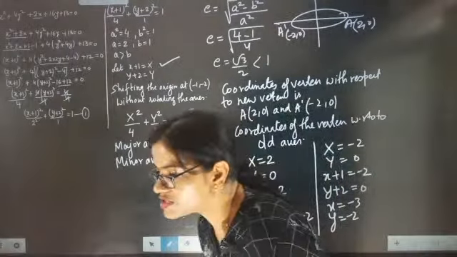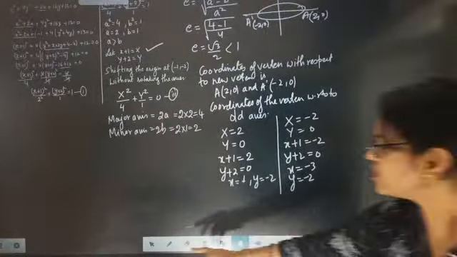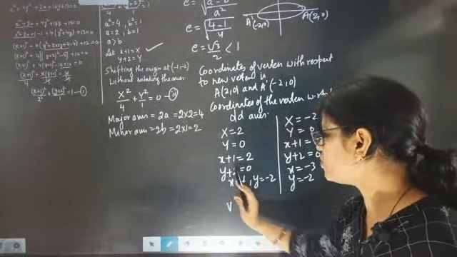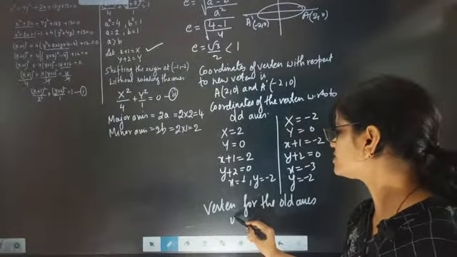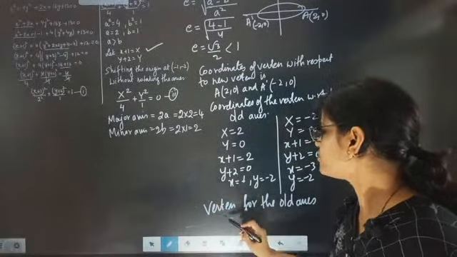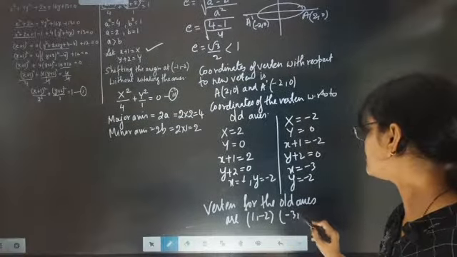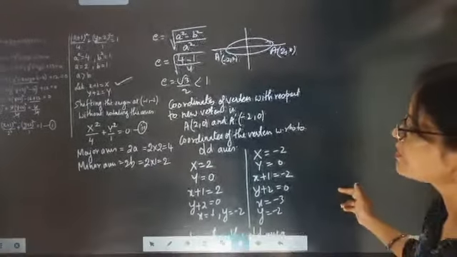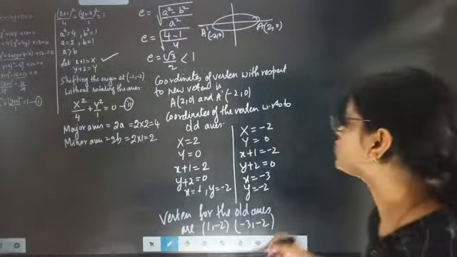So I hope you have understood what you have to do here. This is a very crucial point, beta. So the vertices for the old axis are 1 comma minus 2 and minus 3 comma minus 2. So this was about vertices. Now we have to find the focus and then latus rectum. Focus and latus rectum, that was the last point we have to hit.